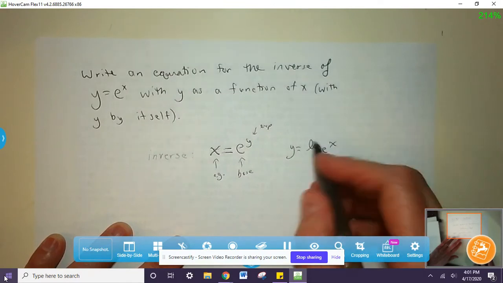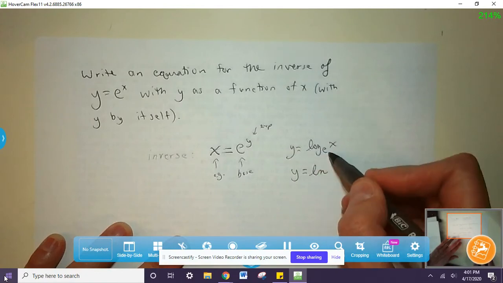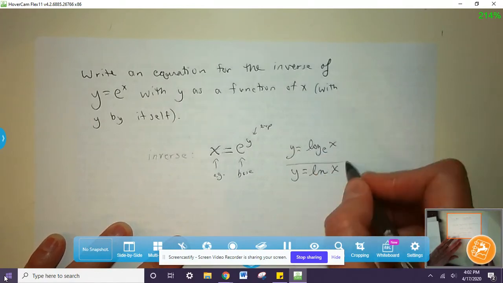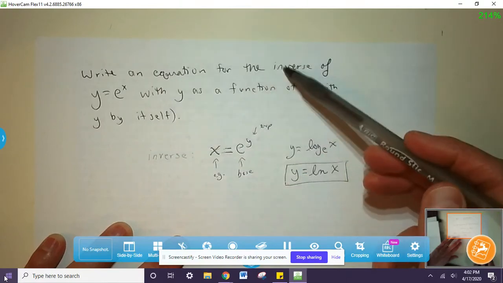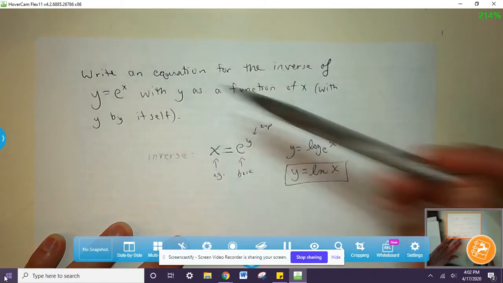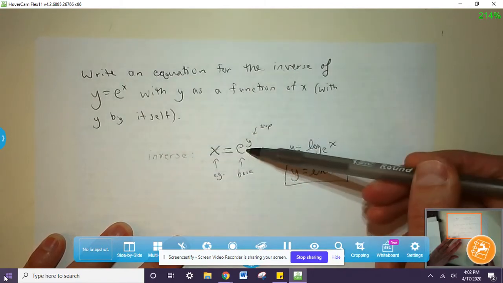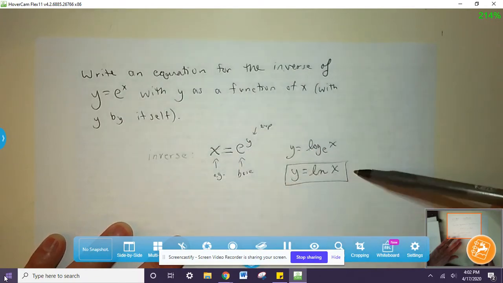Since we have log base e, we're going to transfer that over to our special notation. Log base e gets replaced with ln, which stands for natural log. And this is what I was looking for. So this is the inverse of y equals e to the x with y as a function of x, with y by itself. This is also the inverse of y equals e to the x, but this one's not solved for y. So that's the one I was looking for.